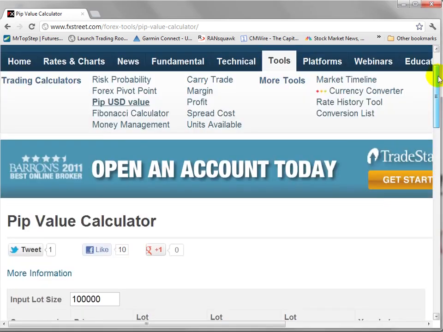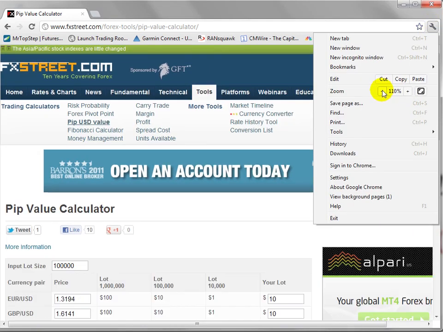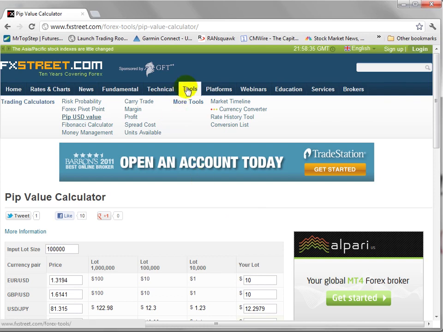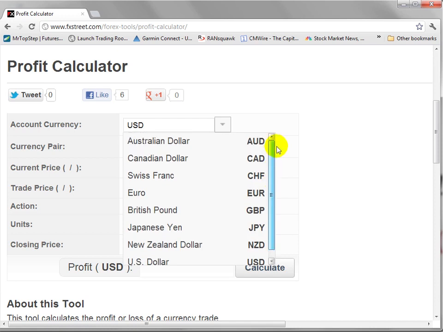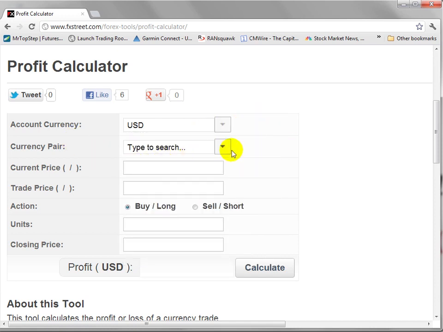There's one more calculator that this site might be useful for. If we go back to the Tools menu at the top, let's choose the Profit Calculator. Now keep in mind, not everybody is going to keep US dollars in their account. Some people are trading Canadian dollars as their base account currency. Some people might be trading overseas and they might have euro in their account. We're going to assume that we're holding US dollars in our account. But if we weren't, we could choose between some of the other major currencies.